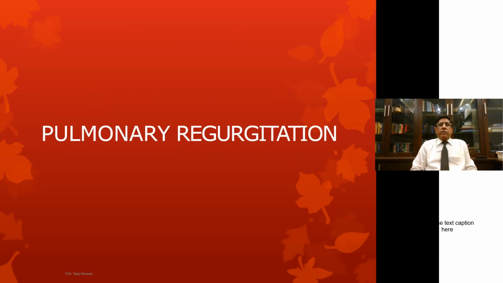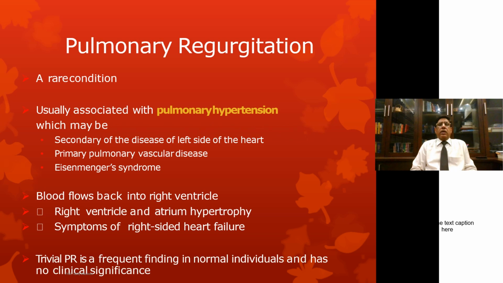Pulmonary regurgitation is again, as I said, mostly secondary to lung disease or secondary to mitral valve disease. And this again can be classified as isolated pulmonary regurgitation, which per se is rare. It is usually associated with pulmonary hypertension, which may be, as I said, secondary to the disease of the left side of the heart, like mitral stenosis.